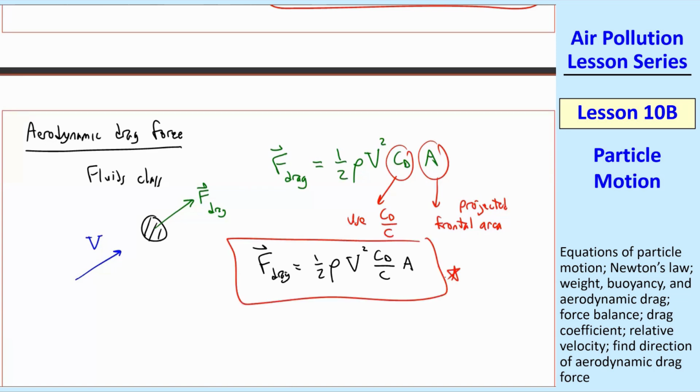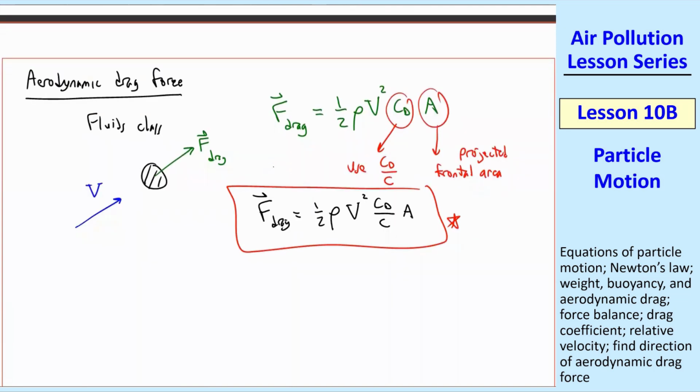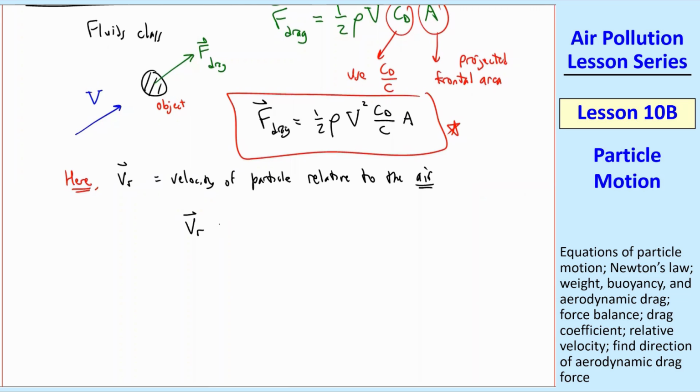From fluids class, we always had V relative to the particle because the object, in general in fluids, this is a car or a truck or something. This is some object, not just a sphere. V was always relative to that object. Here, however, we had defined VR as the velocity of the particle relative to the air. So it's the opposite of what we had done in fluids. Mathematically, then, VR vector is equal to negative capital V. In other words, they're just opposite signs, equal magnitudes.